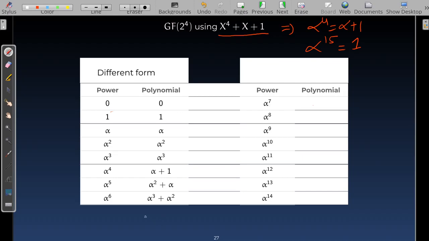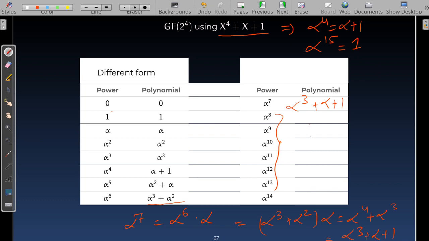So alpha to the power 7 will be actually equal to alpha to the power 6 times alpha, right? And alpha to the power 6 is written as alpha cube plus alpha square. So alpha cube plus alpha square times alpha, and this will become alpha to the power 4 plus alpha cube. But alpha to the power 4 is actually equal to alpha plus 1. So we have alpha cube plus alpha plus 1. And you have to find out the rest of these. So this is again going to be homework for you: calculate the polynomial form and then represent it in a Cayley table. Okay. So thank you for tuning in.